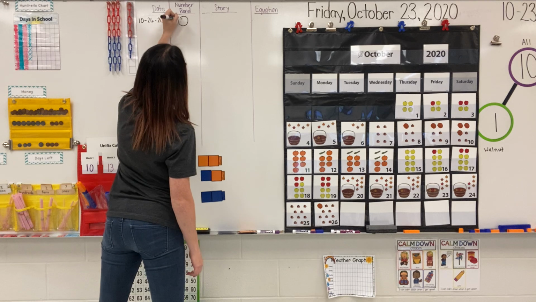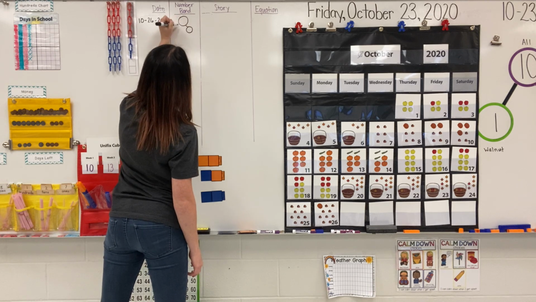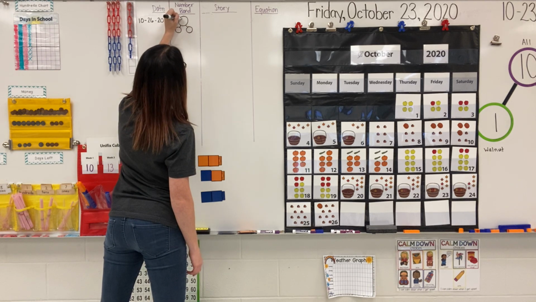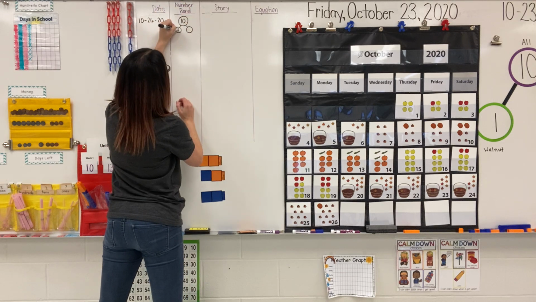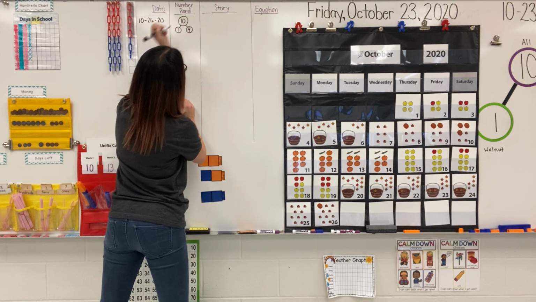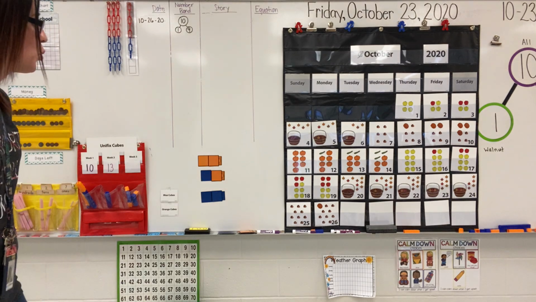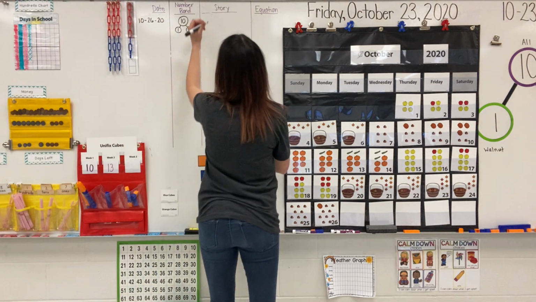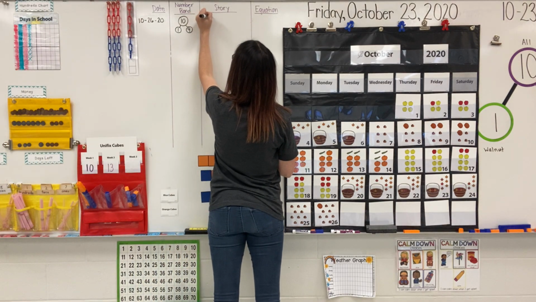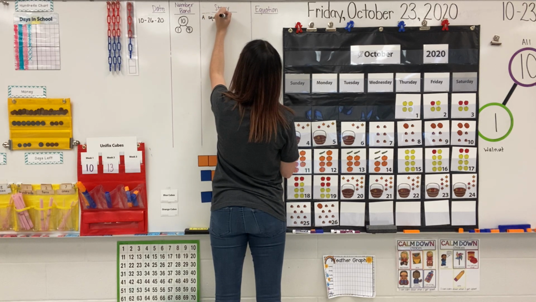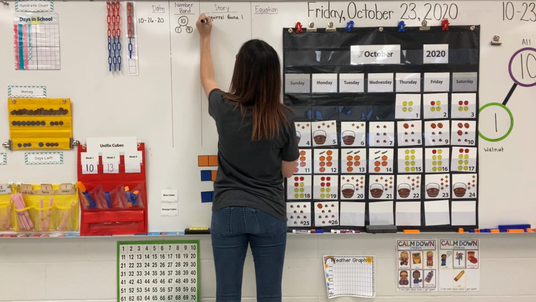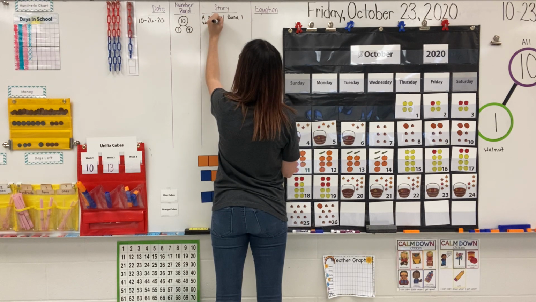Now I'm going to rewrite our number bond here. We have 10 altogether, and that 10 is broken into parts. We have a 1 part and a 9 part. Now I'm going to write a story about this. A squirrel found 1 walnut and 9 acorns.